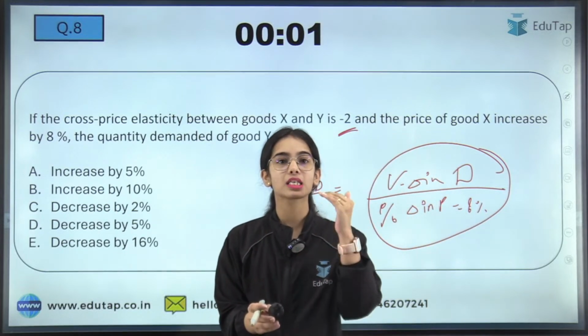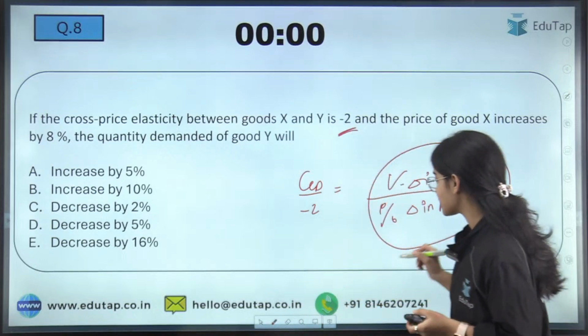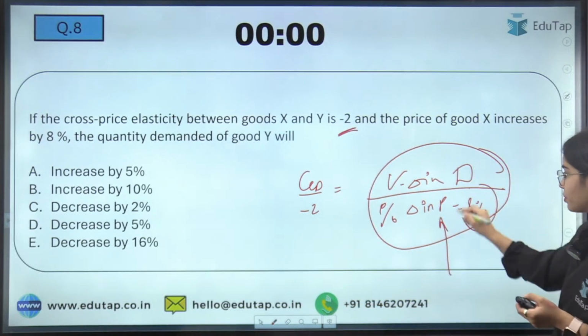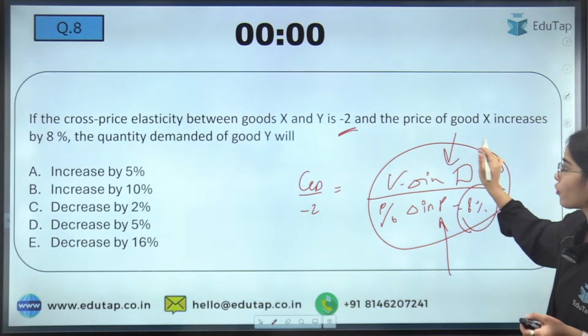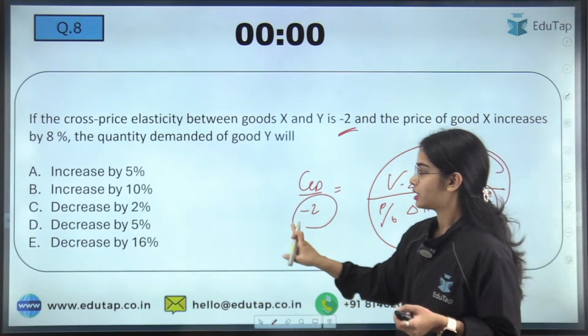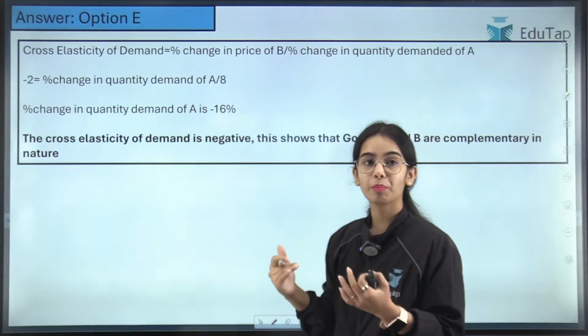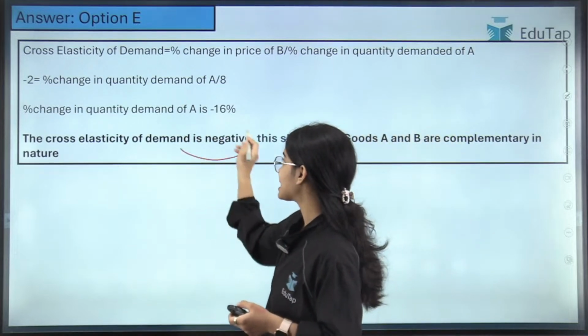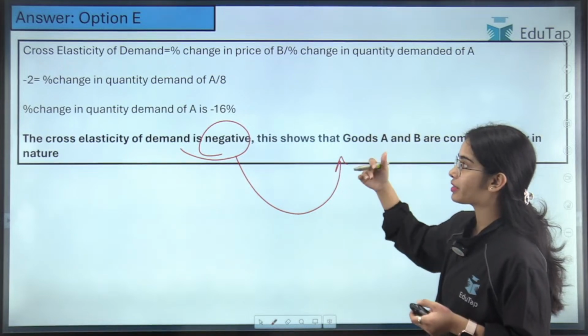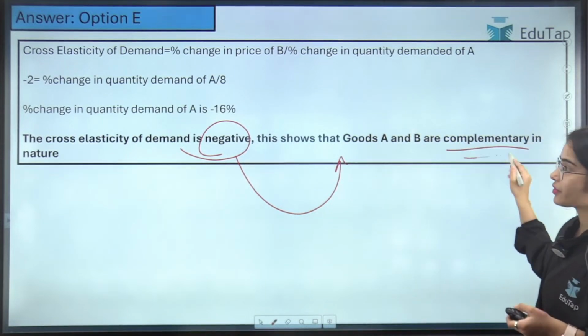So as the price of good X is increasing by 8%, that means the demand will fall by 16%. The demand will fall by 16%. So in case of complementary goods, the cross elasticity of demand is negative.